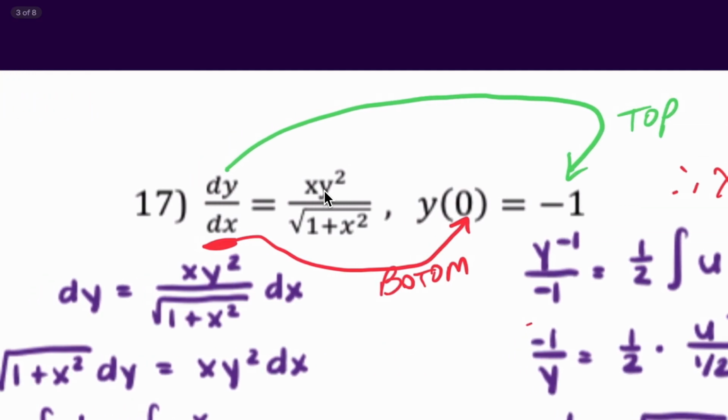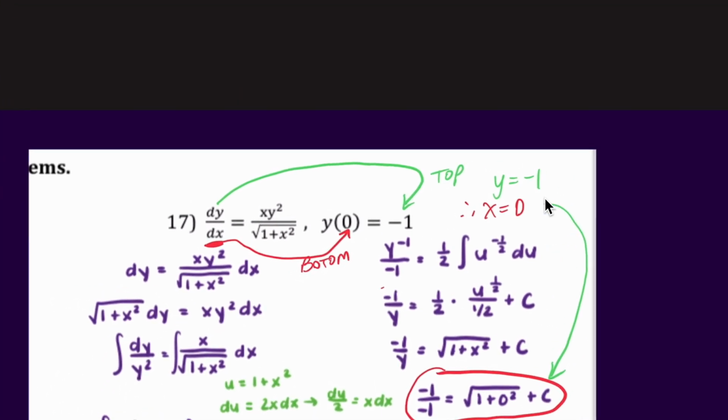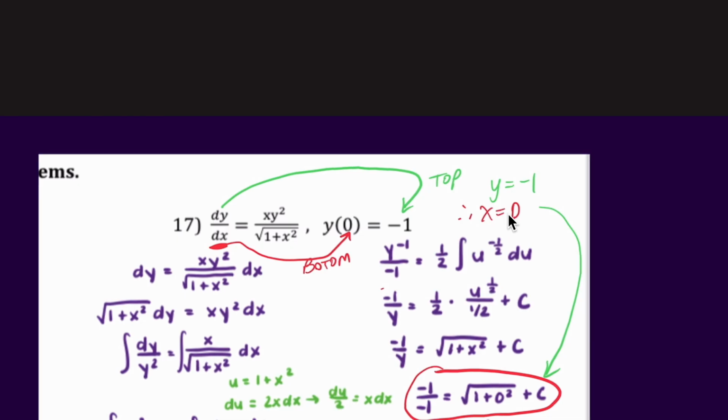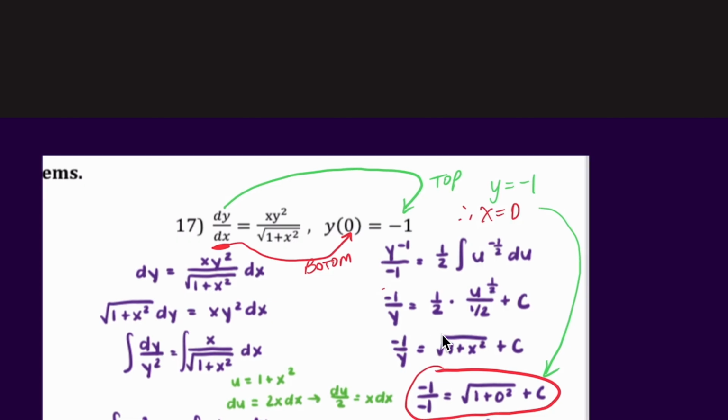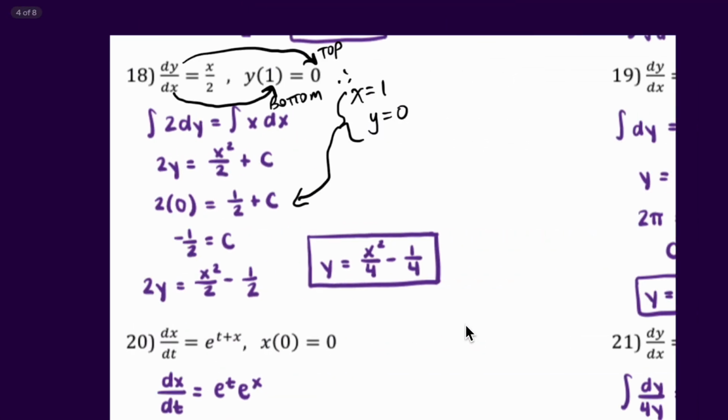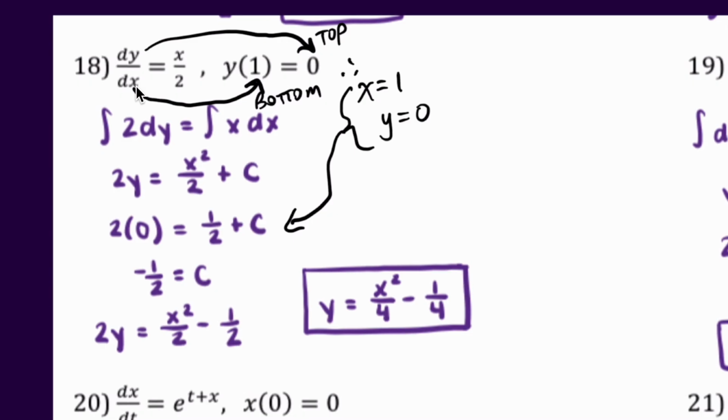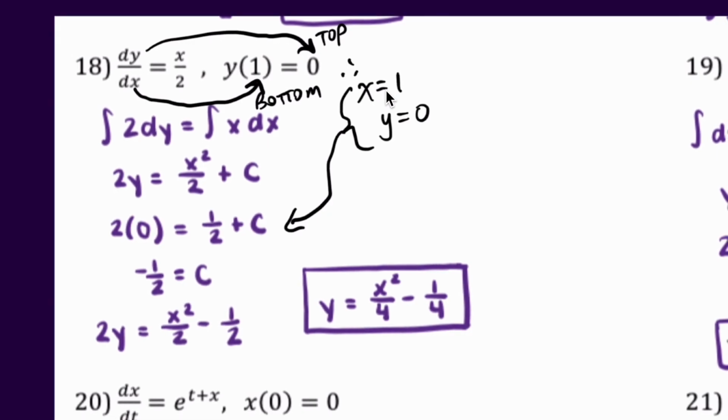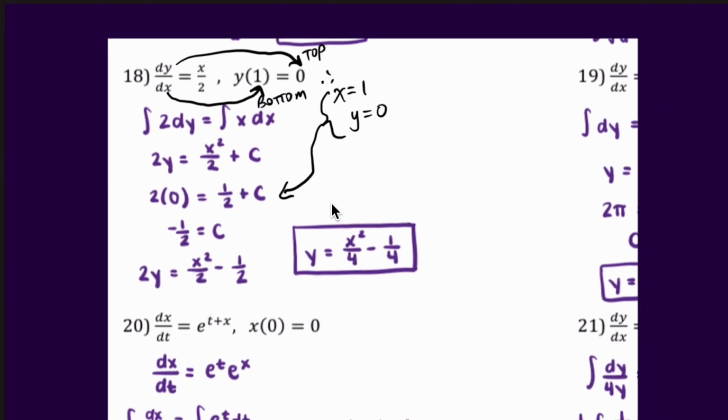Here we're on 17. The bottom is the x, that's what's inside the parentheses. The top, the y, is on the other side of the equal sign. And you could see when we end up plugging in, we plug in x equals 0 and y equals negative 1. A few more examples. The bottom, what's in the parentheses, x equals 1. The top, what's on the opposite side of the equal sign, y equals 0.